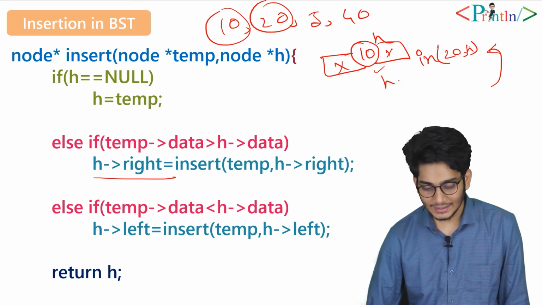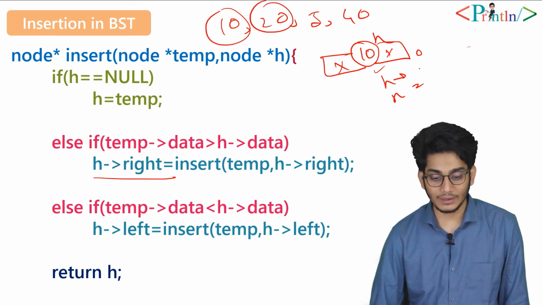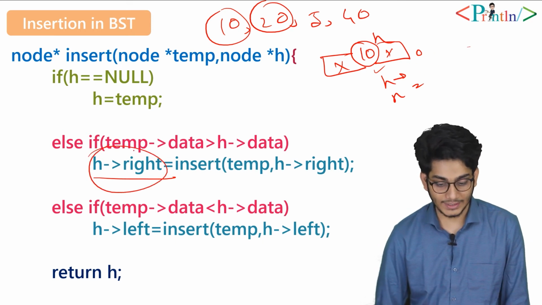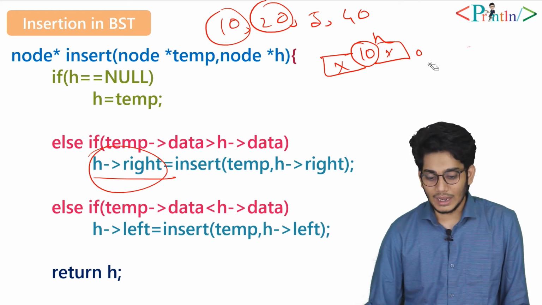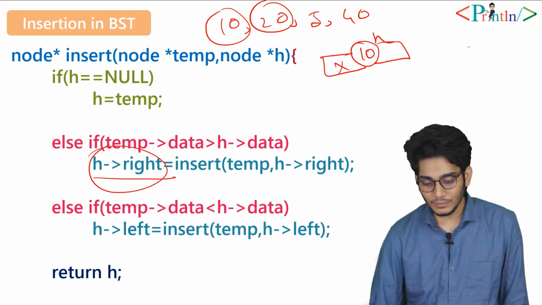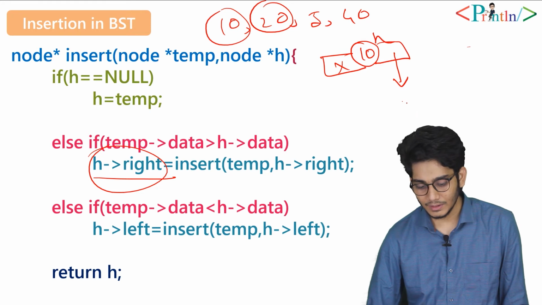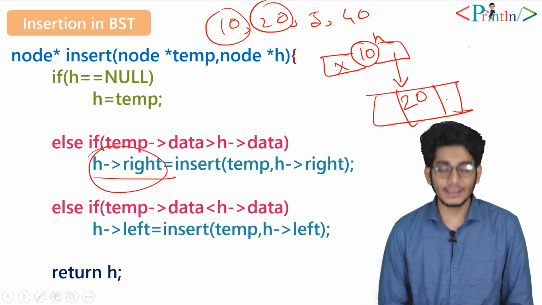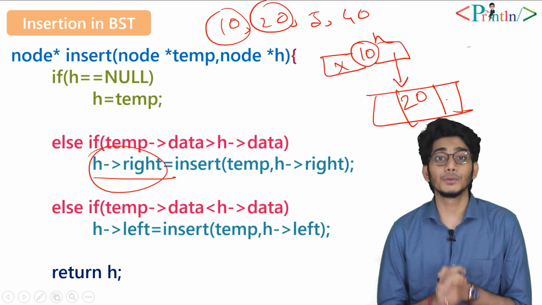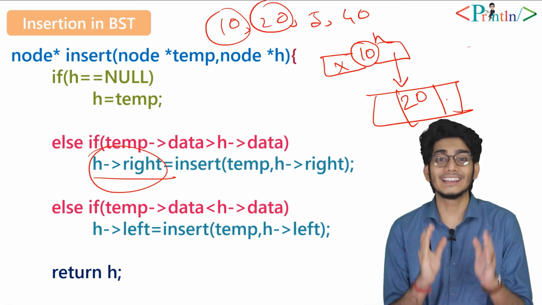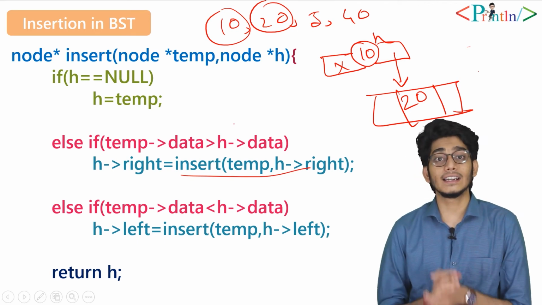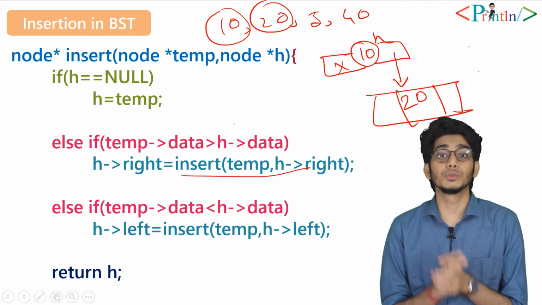So you can see that whatever value we have inserted will be added at h right. Now at the right of 10 we have 20. This is how we can insert any value within a binary search tree. After adding this value, we'll simply return h and it will be returned to the root node.